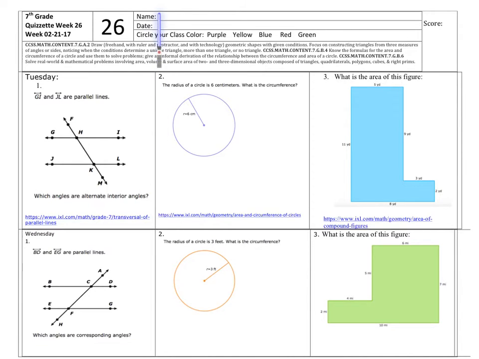As always, please write your last name, comma, first name, the date, and your class color. If you have not yet done this, please pause the video and hit play when you are done writing your last name, comma, first name, the date, and your class color.